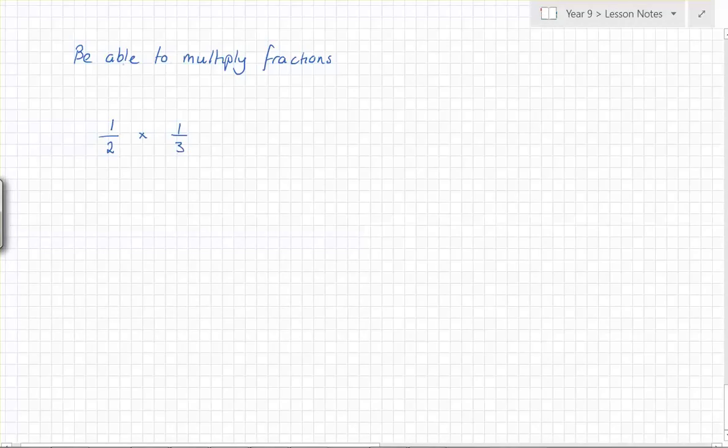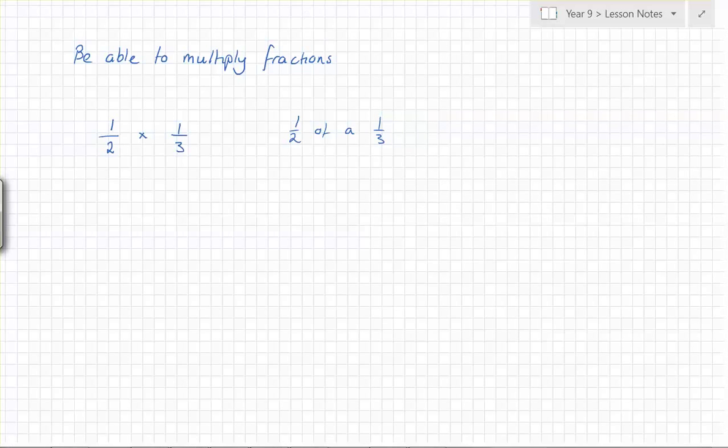This fraction, 1/2, is quite a nice one to talk about because you'll understand what we mean. Another way of saying 1/2 times 1/3 is 1/2 of 1/3. So 1/2 times a cake is 1/2 of a cake. The symbol times means of. So we've got 1/2 of 1/3.